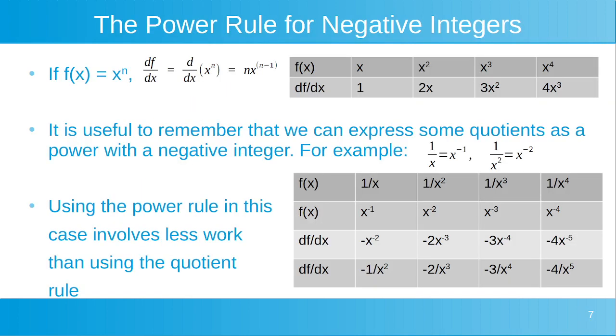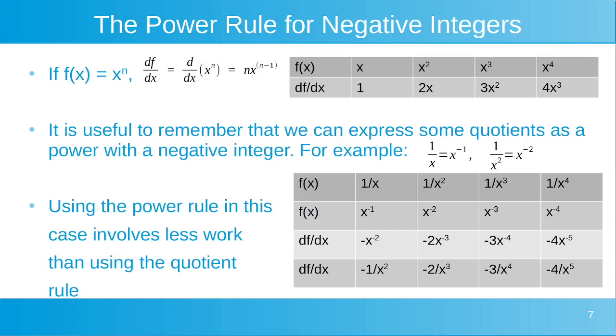So having just looked at an example for the quotient rule, now we're going to look at using the power rule for negative integers. So we looked in a previous video at using the power rule for positive integers, and we're just going to revise that up at the top of the screen here first.